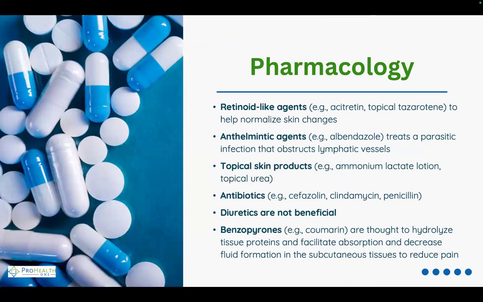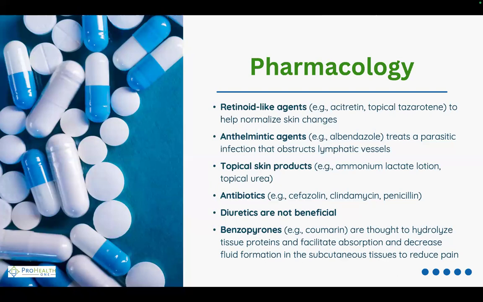Talking a little bit about pharmacology and lymphedema treatment, some of the medications that we can incorporate. Retinol-like agents can be helpful in normalizing skin changes in people with lymphedema, so using things like acitretin and topical tazarotene can be helpful. Anti-helminthic agents can also be very helpful depending on the reason for the lymphedema. In the right situation, that's something that you want to apply. Things like albendazole and mebendazole will be helpful.